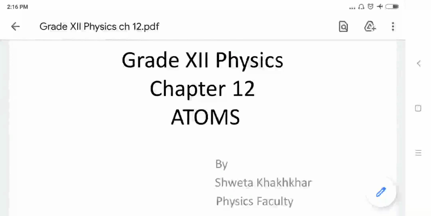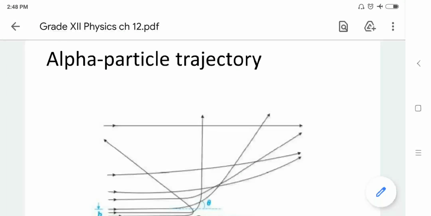Hello students, let us start our new session of chapter 12, atoms. Now let us start with the new topic, alpha particle trajectory.